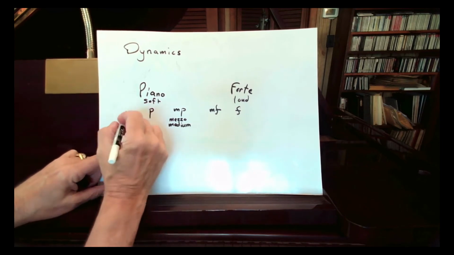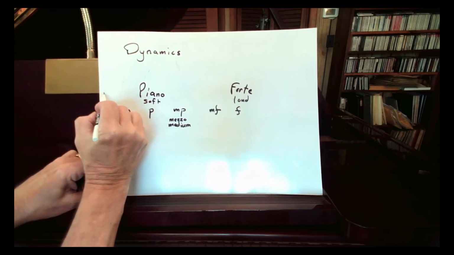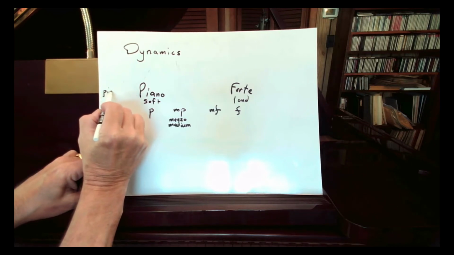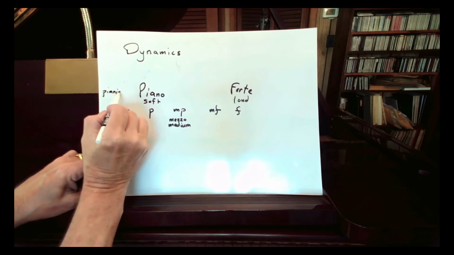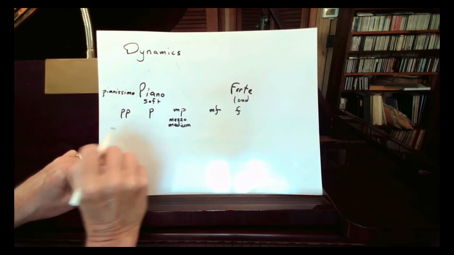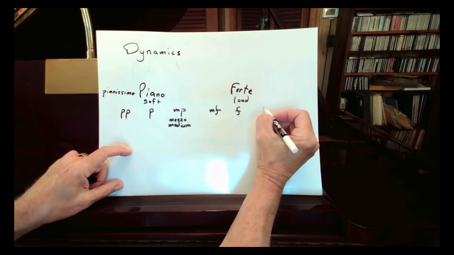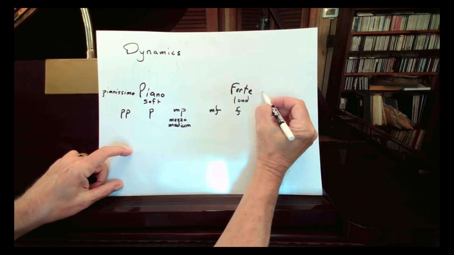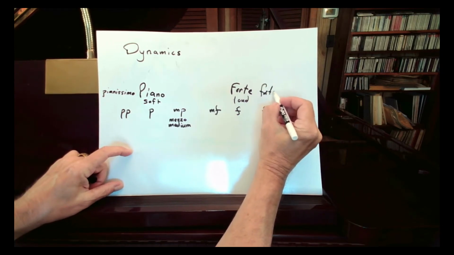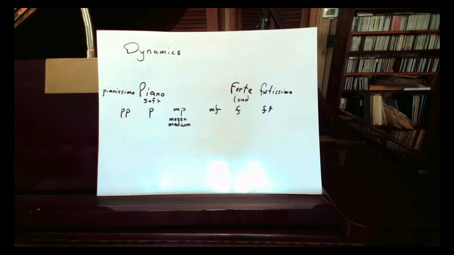Now we can go softer than soft, and we would have these two P's here, which means, here's the long word, hope I have room, pianissimo, which means very soft. And of course in here we would have two F's, and that would be fortissimo. Okay, so we have soft to loud and loud to soft.